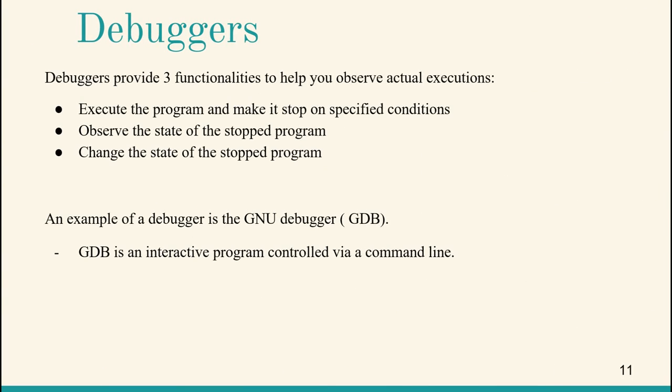Debuggers provide three functionalities to help you observe actual execution: execute the program and make it stop on specified conditions, observe the state of the stopped program, and change the state of the stopped program. An example of a debugger is the GNU debugger, GDB. It's an interactive program controlled via a command line.